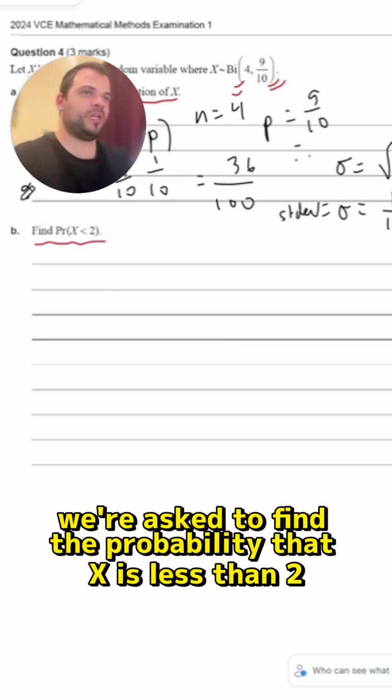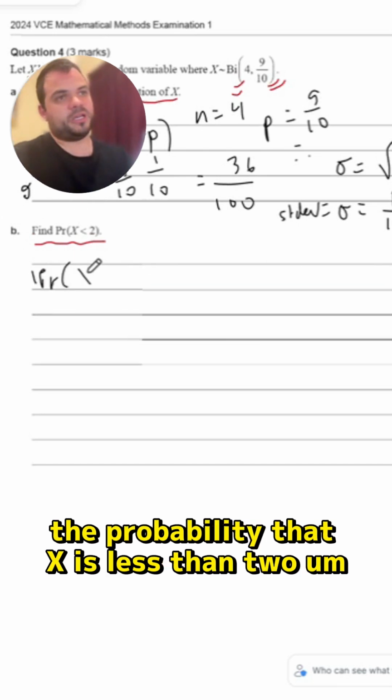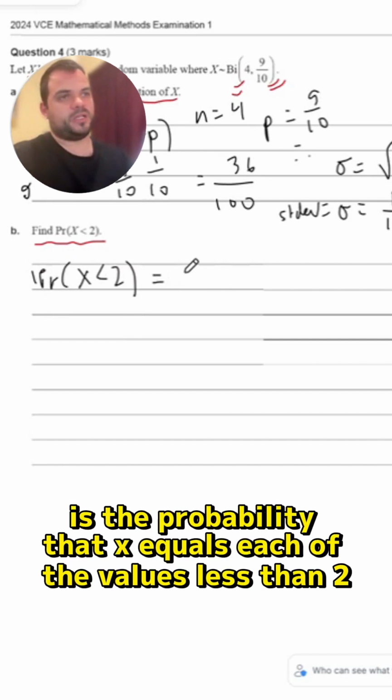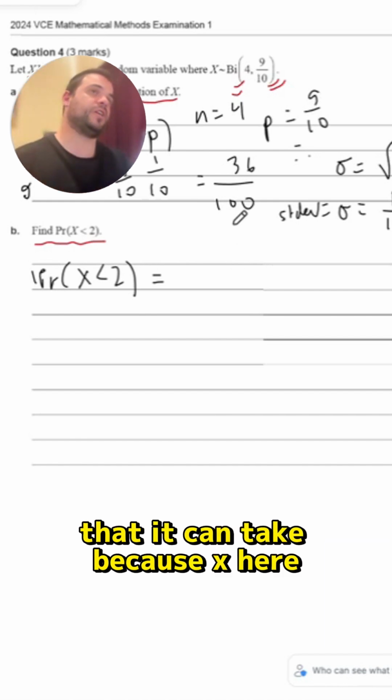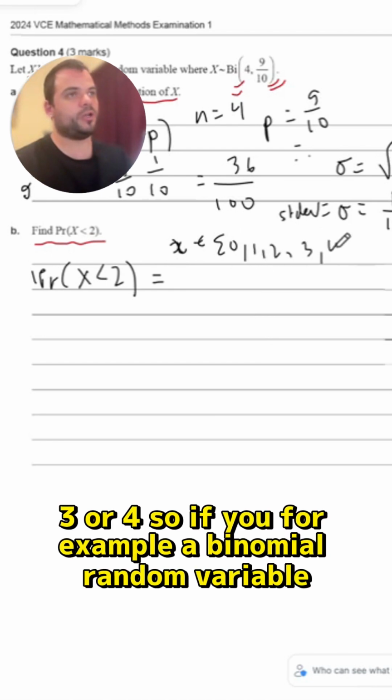Moving on to part B, we're asked to find the probability that x is less than 2. So when we want to find the probability of a discrete random variable, the probability that x is less than 2 is the probability that x equals each of the values less than 2 that it can take, because x here can be one of 0, 1, 2, 3, or 4.